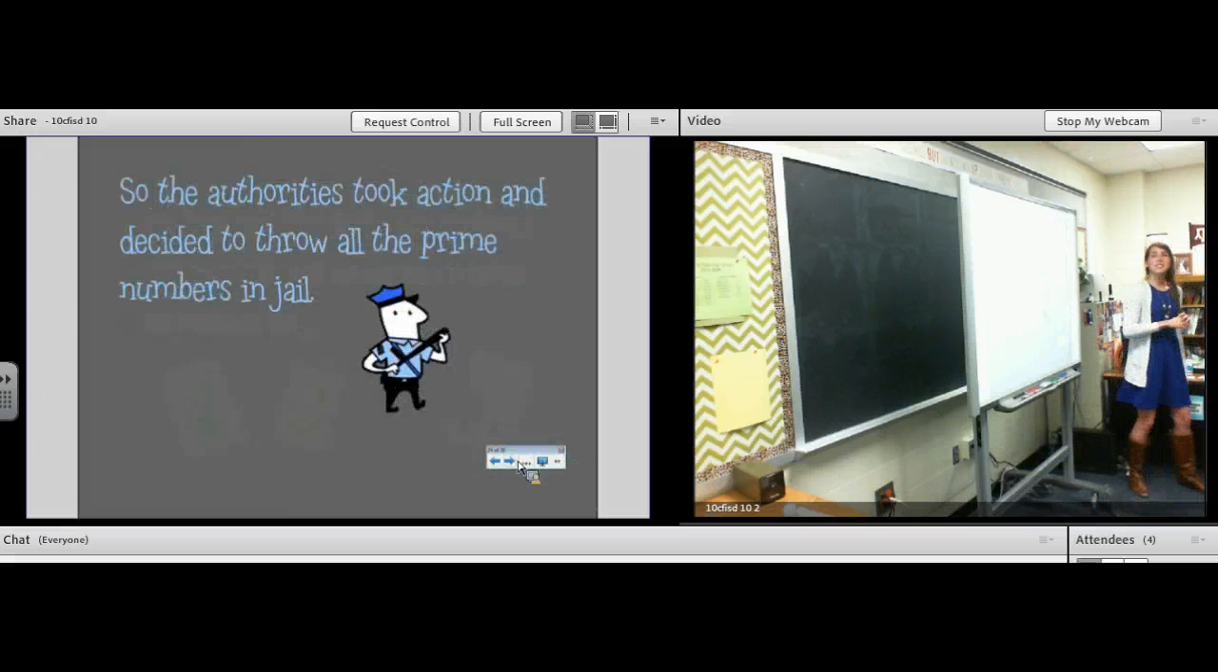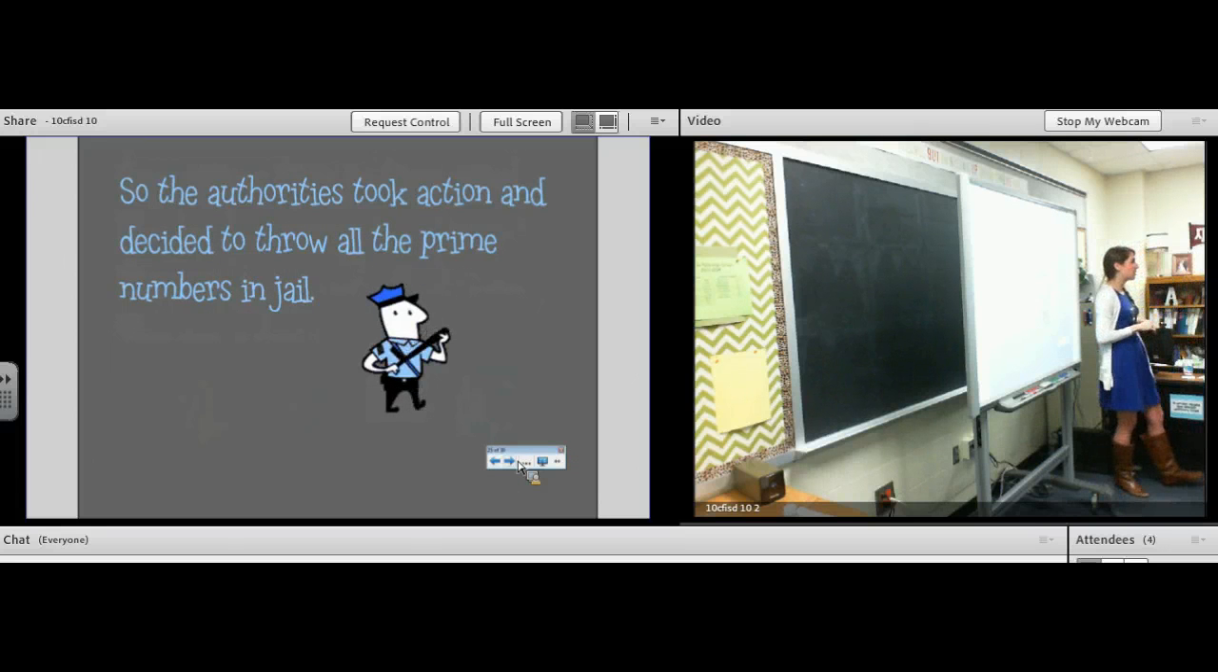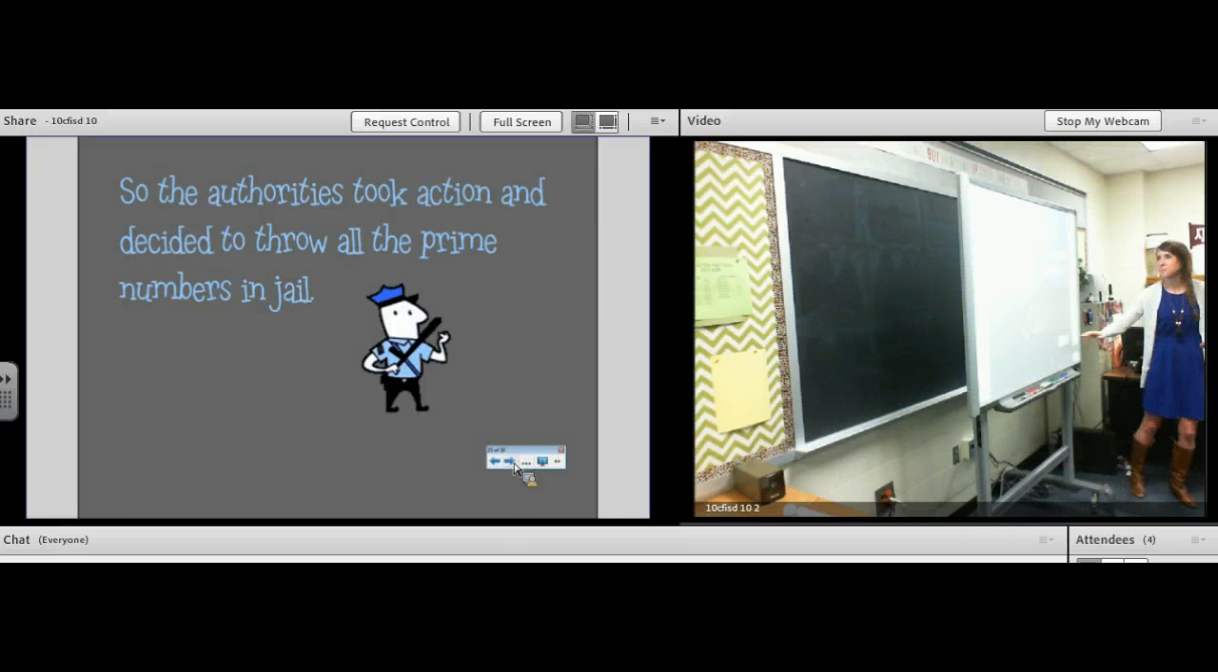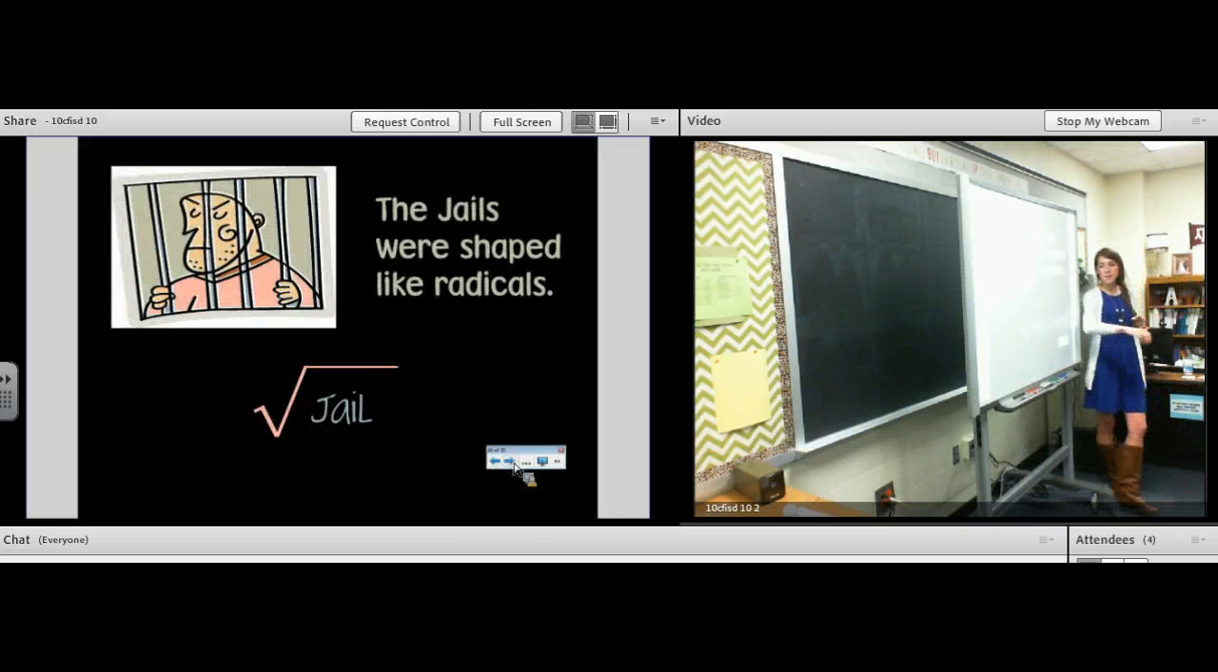So the authorities took action and decided to throw all the prime numbers in jail, because they're going to take over the world. They deserve to go in jail. The jails were shaped like radicals. So here's the jail. Looks like a radical.